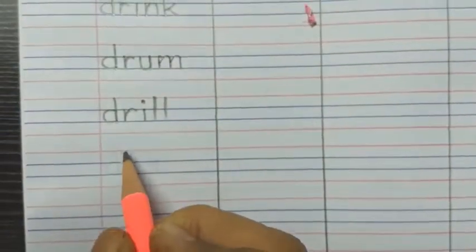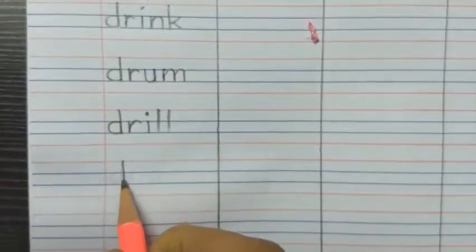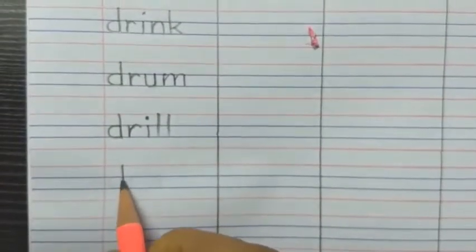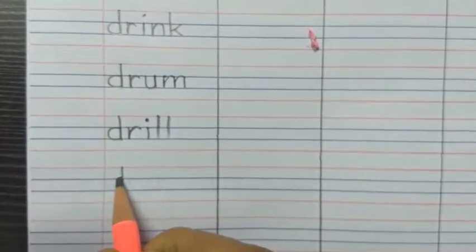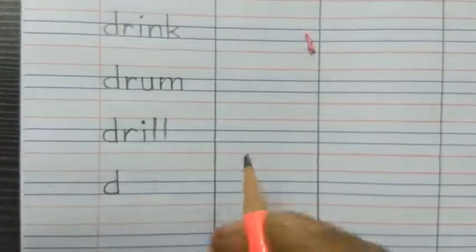Now our last word is draw. D-R-A-W, draw. So we'll write D first. So from red line to second blue line, make a straight standing line. From first blue line to second blue line, make a C curve.